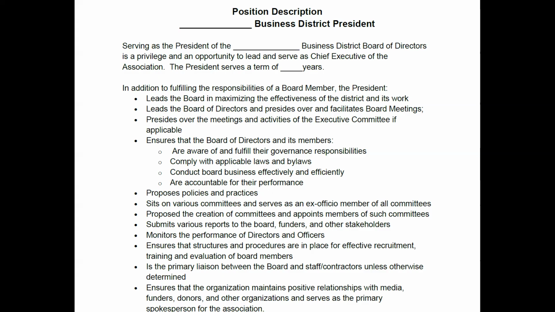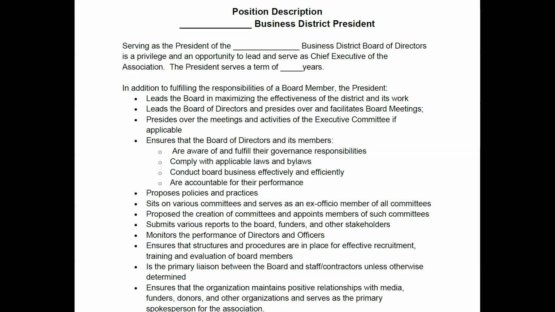The president also monitors the performance of the directors and officers. So again, just kind of keeping tabs on people, making sure they're doing what they had been asked to do, ensuring that structures and procedures are in place for effective recruitment and training of board members. So that's the key wording there.